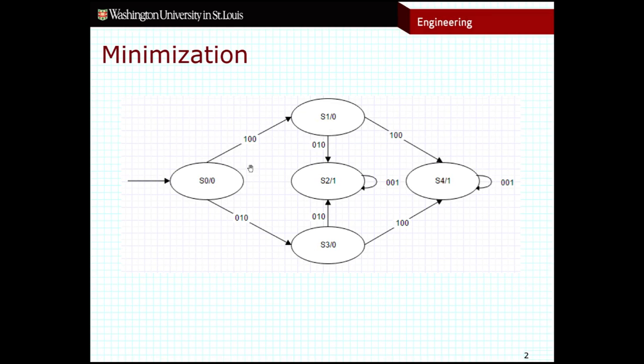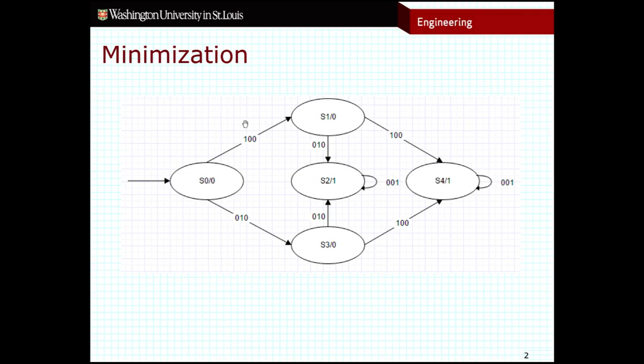If I look at this state machine, I see that in state 1, I have 0, 1, 0 leading to state 2, and I have 1, 0, 0 leading to state 4. Then if I look down here at state 3, which also outputs 0, I have 0, 1, 0 also leading to state 2, and 1, 0, 0 also leading to state 4. So there is nothing distinguishing these states. These states are in fact identical. They lead to the same place based on the same inputs, and they also output the same value. That's how we can determine if two states are identical to one another.